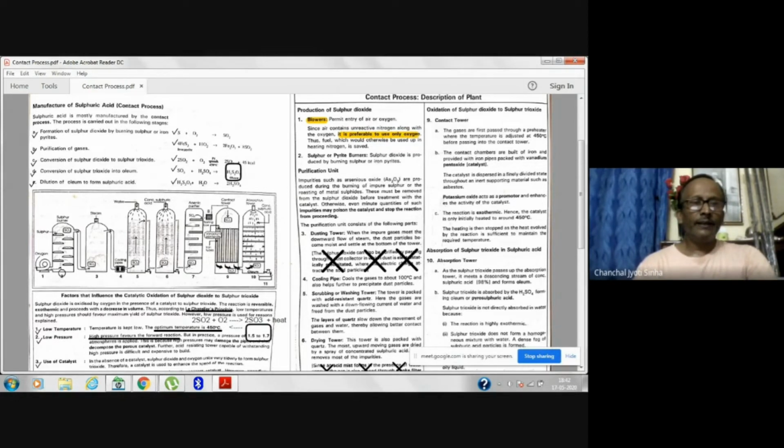In second unit, it is sulfur or pyrite burners. Here, this reaction takes place. S plus O2 gives SO2, or FeS2, iron pyrites, plus oxygen gives SO2 plus Fe2O3.